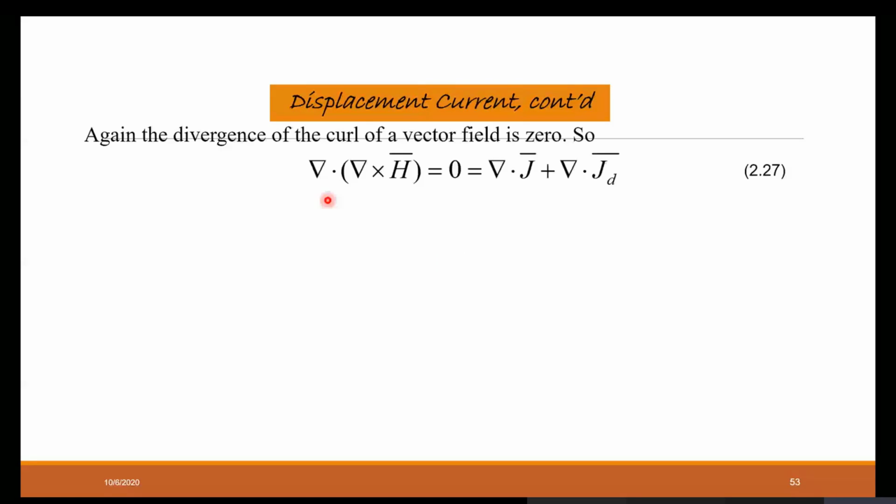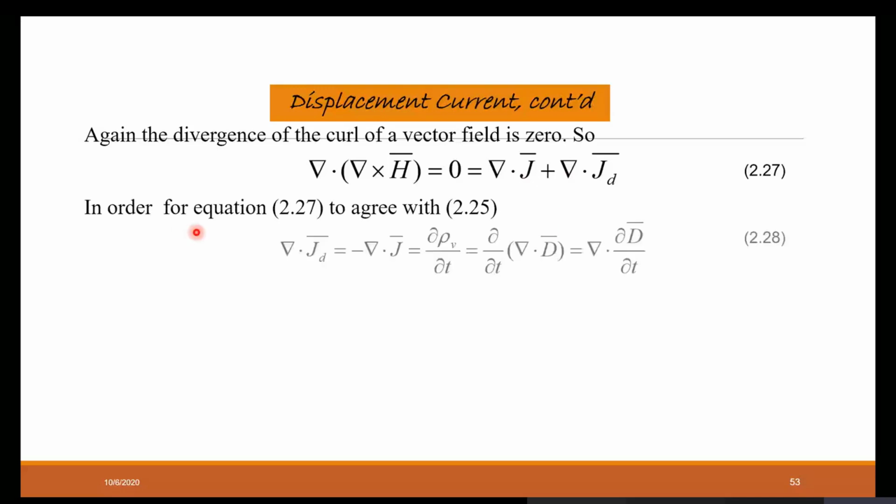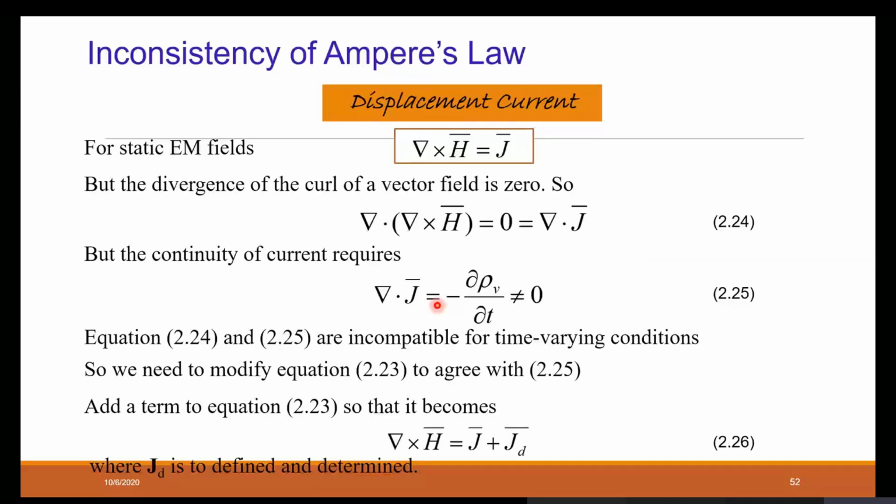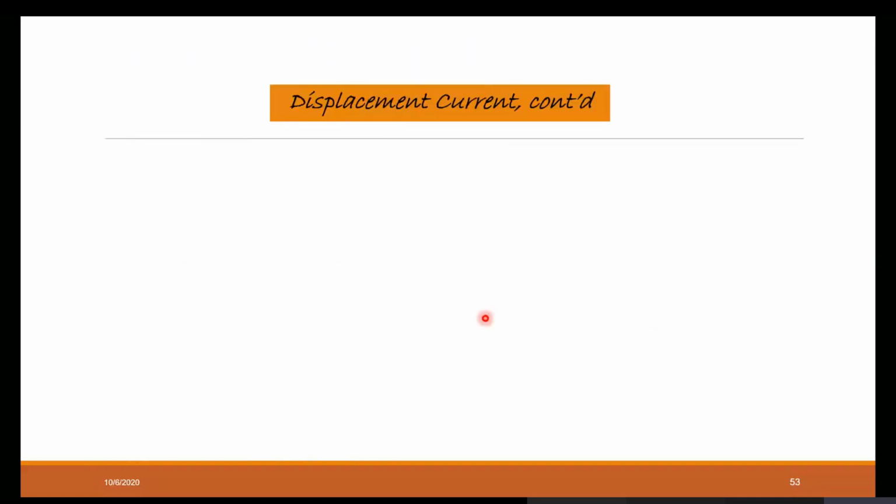Del cross H is equal to 0 and it is equal to del dot J bar, separate divergence we have to take, plus del dot JD. So in order for equation 2.27 to agree with 2.25, we know del dot J bar is equal to minus dou rho V by dou T, right? So here we are going to put that value here.